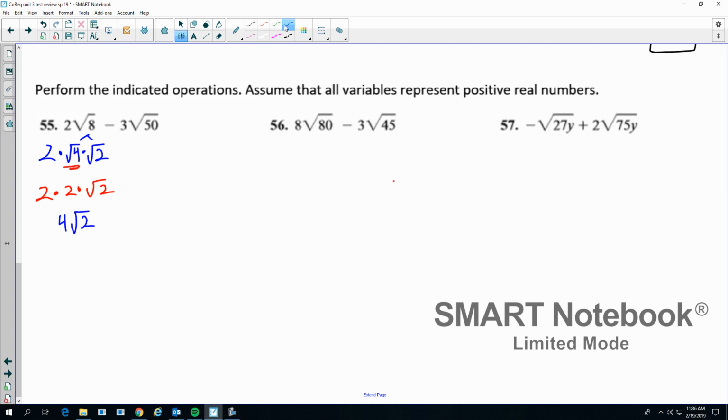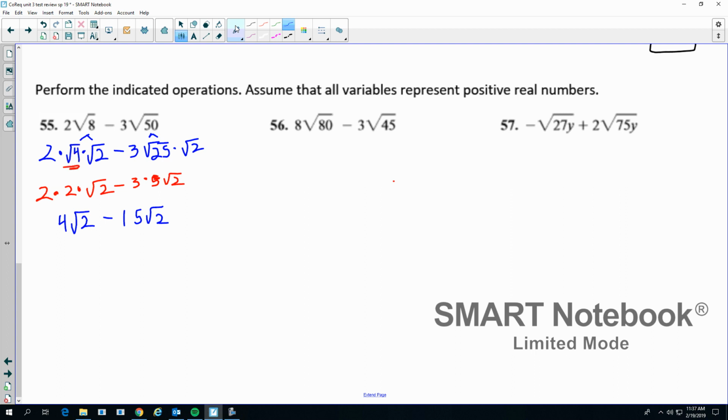Okay, so now if you look at the other part of it, we're going to clean this up, and we should end up with something that we can actually finish the operation with. So we have 3, and then I'm going to break up 50 into the square root of 25 times the square root of 2. Okay, so then 25 I can simplify into a 5. So 5, and then square root of 2. And then when we multiply that together, we're going to get minus 15 square roots of 2.